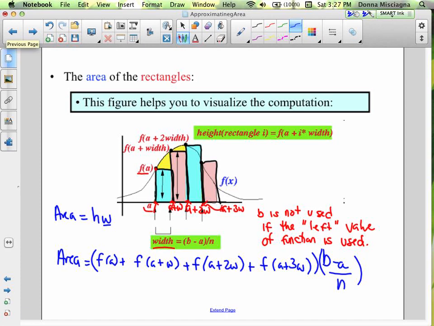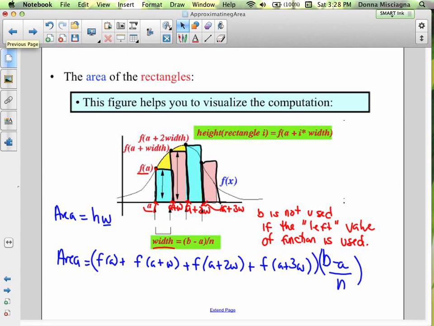So we're just going to add up all those heights, which gives us the heights of all the rectangles at one time. Rather than multiplying b minus a divided by n times f of a, and b minus a divided by n times f of a plus w, and so forth, I don't have to keep saying that. We just add all of them up and do it one time. Then we take care of the whole area all at once. All the heights times the width one time saves us a little bit of time. And that's basically all we're doing.